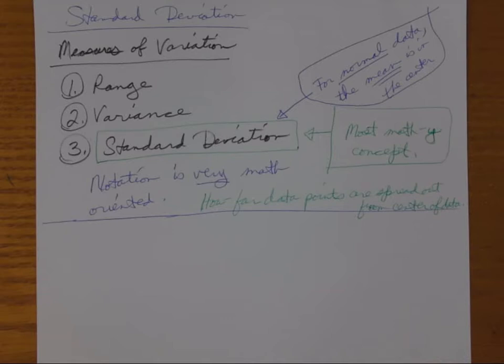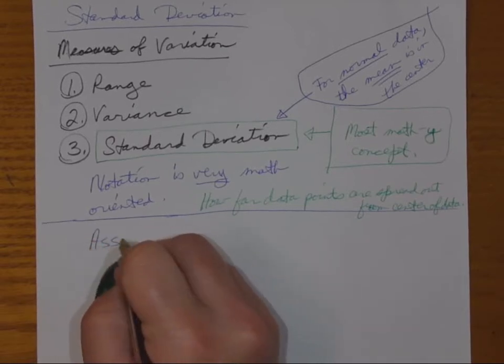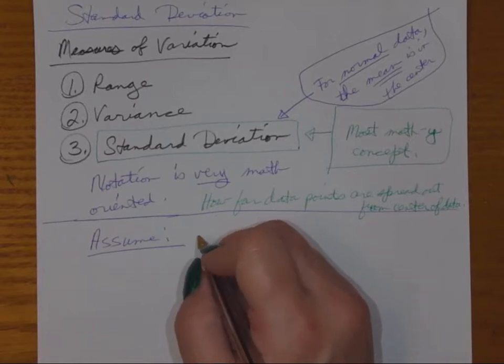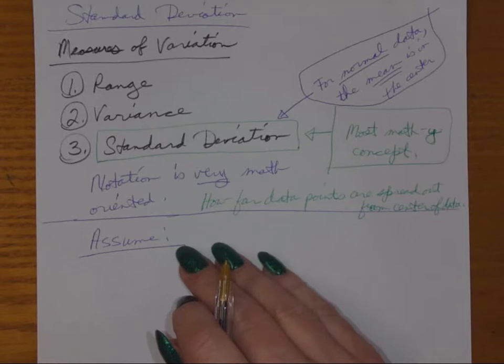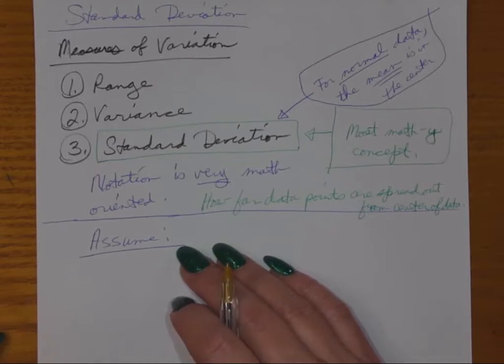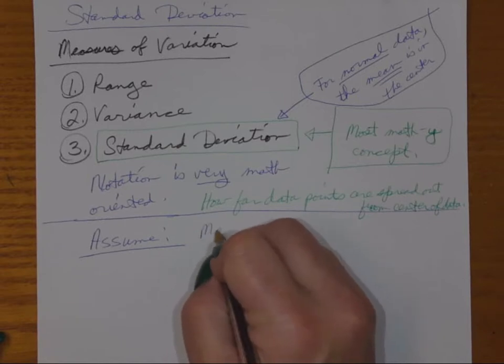So whenever I start talking about standard deviation and how far data points are from the center, for our purposes, for this stats class, we are going to assume that we're working with normal data. There is a whole process, by the way, for, quote, normalizing your data if you don't have normal data. But for our purpose, we will assume that our data sets are normal. Assume that the mean is in the center.